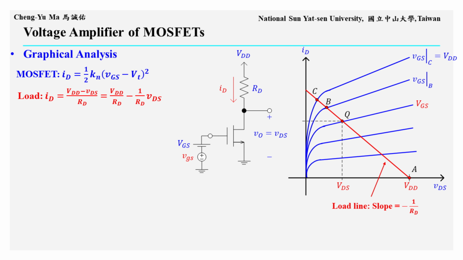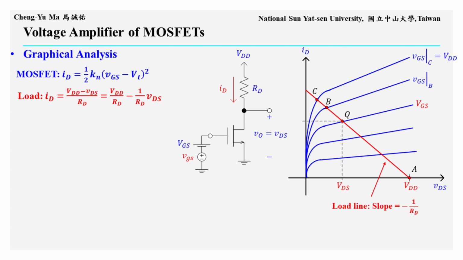We can also use graphical analysis to understand how the operating point Q is chosen. In the figure, the horizontal axis is VDS and the vertical axis is ID. The blue curves are the MOSFET ID versus VDS characteristics, and each curve corresponds to a different input voltage VGS. The resistor RD also has its own ID versus VDS relation, given by ID equals VDD minus VDS divided by RD. This can be rewritten as VDD over RD minus 1 over RD times VDS, which is a straight line. This red straight line is called the load line, and its slope is negative 1 over RD.